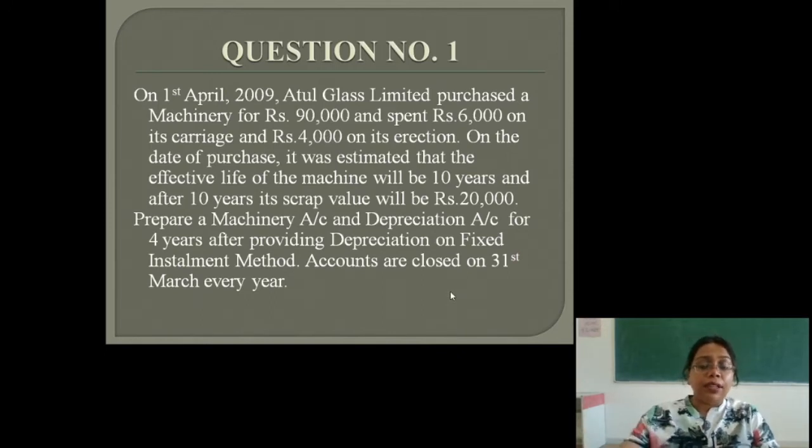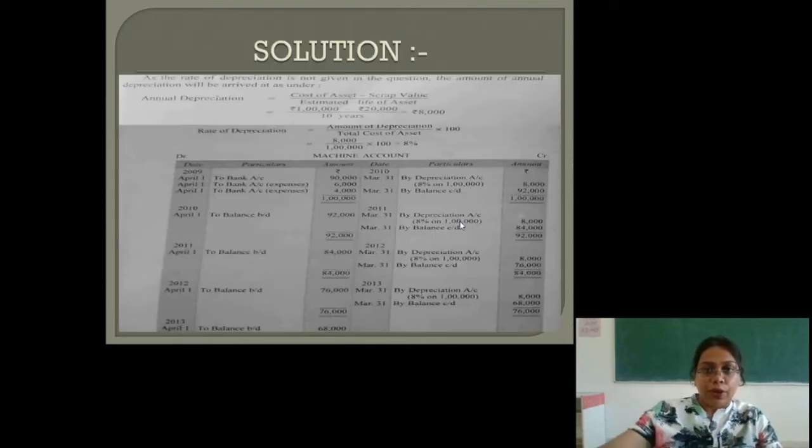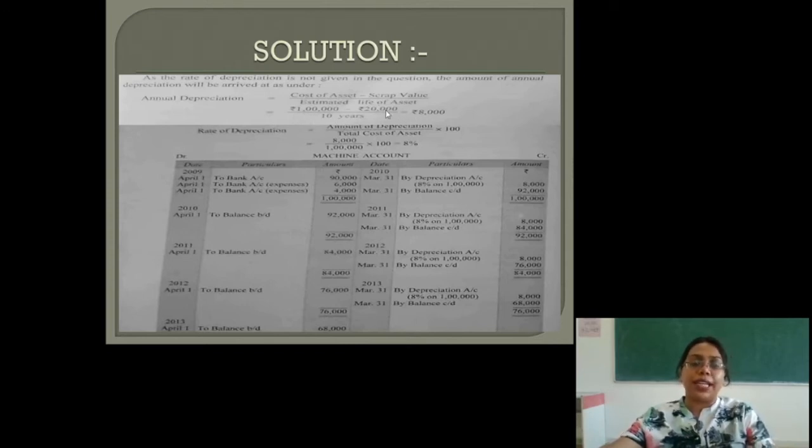Okay, and the scrap value is rupees 20,000. Effective life is 10 years. So what will be the answer? Annual depreciation equals 1 lakh minus 20,000 divided by 10 years. 1 lakh minus 20,000 is 80,000. 80,000 divided by 10 is 8,000. So we have calculated the amount of depreciation, that is rupees 8,000.